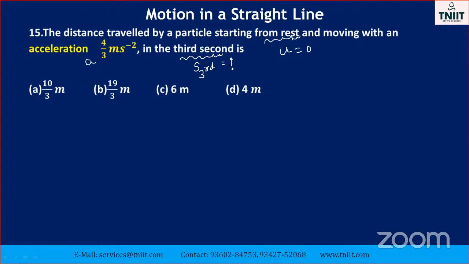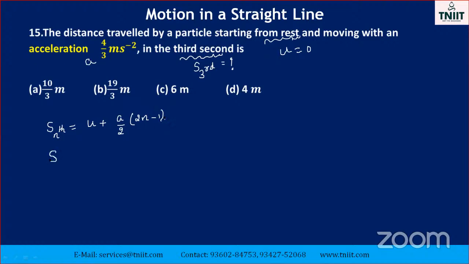To find the distance traveled in any particular time, what is the formula? The distance traveled in the nth second is given by u plus a by 2 into 2n minus 1. What is the distance traveled in the nth second? Distance traveled in the nth second is given by u plus a by 2 into 2n minus 1.